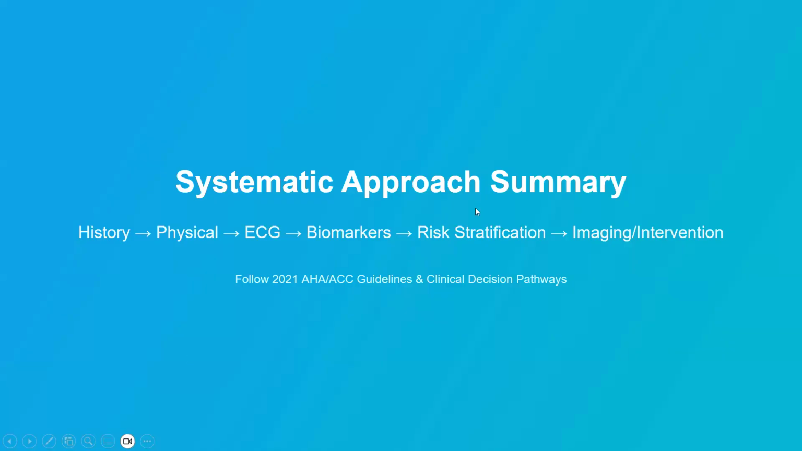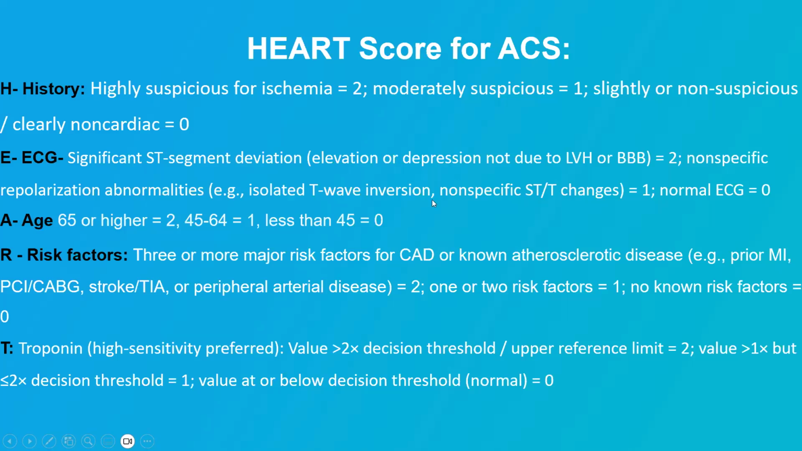Now here's how to approach a patient with chest pain. Take a history, do a physical exam, do an EKG, then biomarkers, and then stratify their risk. Go to imaging or intervention based on what their risk factors are. Now we will move on to the HEART score for acute coronary syndrome. This is used in emergency departments.